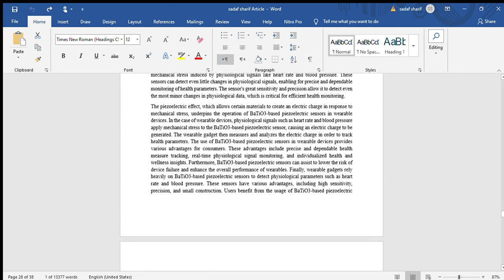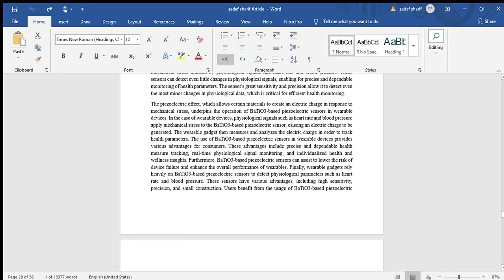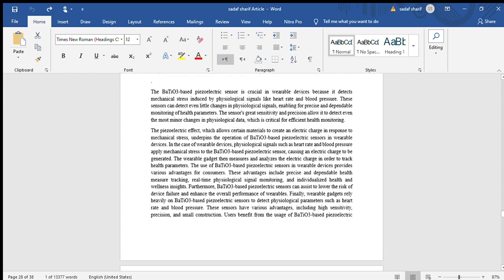The piezoelectric effect, which allows certain materials to create an electric charge in response to mechanical stress, underpins the operation of barium titanate based piezoelectric sensors in wearable devices. In the case of wearable devices, physiological signals such as heart rate and blood pressure apply mechanical stress to the barium titanate based piezoelectric sensor, causing an electric charge to be generated. The wearable gadgets then measure and analyze the electric charge in order to track health parameters. The use of barium titanate based piezoelectric sensors in wearable devices provides various advantages for consumers. These advantages include precise and dependable health metric tracking, real-time physiological signal monitoring, and individualized health and wellness insights.